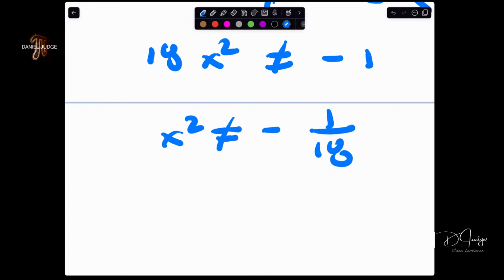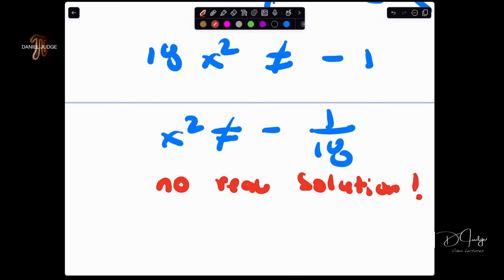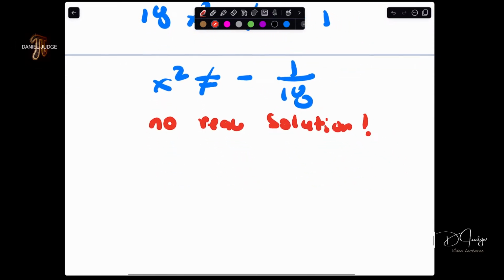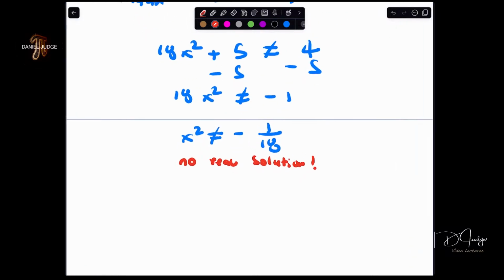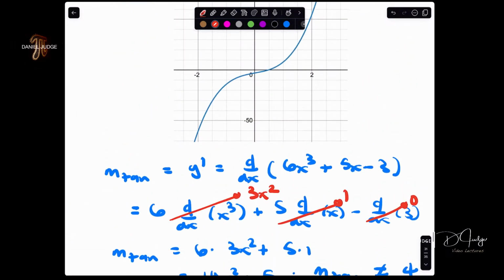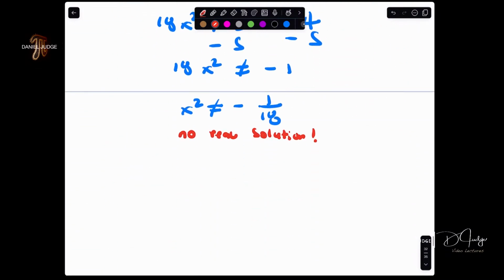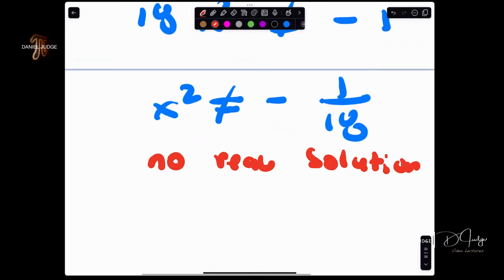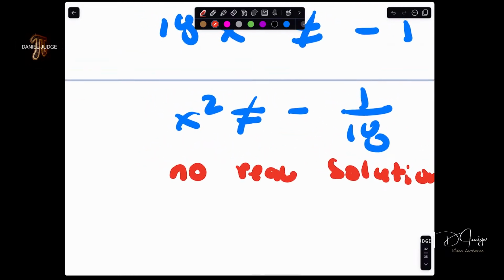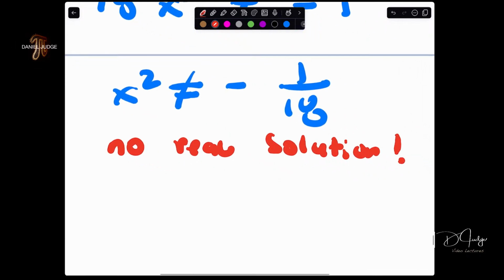Now, yes, there's no real solution here. Okay, there's no real solution. There's complex solutions. You can have complex solutions, but no real solution. So, yeah, that is a true statement that x squared is never equal to a negative number, any negative number, if we're considering real numbers. So we say no real solution, or sometimes they say there is no solution here.